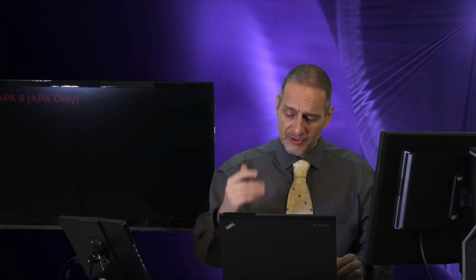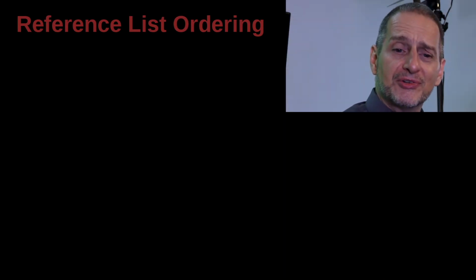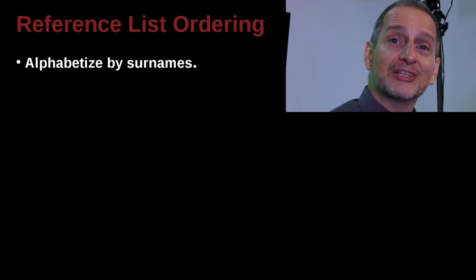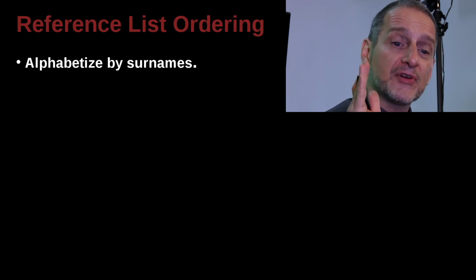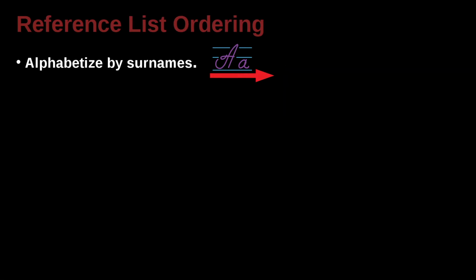So let's look at the APA system first. Now, of course, the very first issue we have to answer is, how do you order your list? What's the order of the list? And that's very simple. It's an alphabetized list. Alphabetized by surname, that is family name.